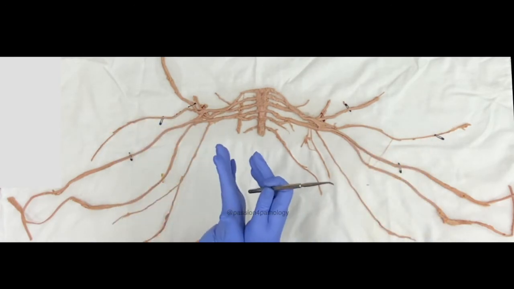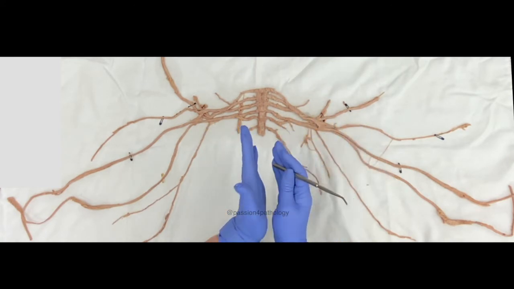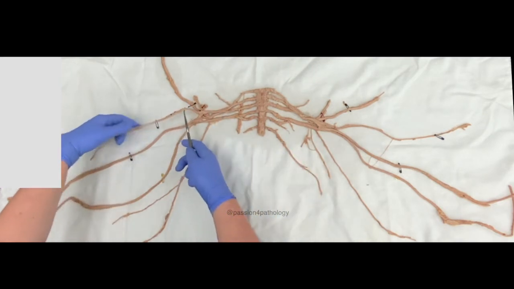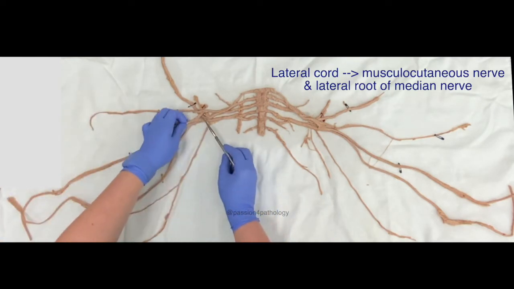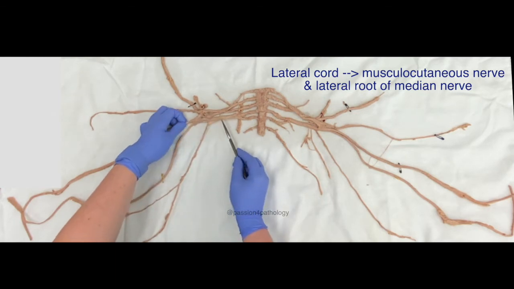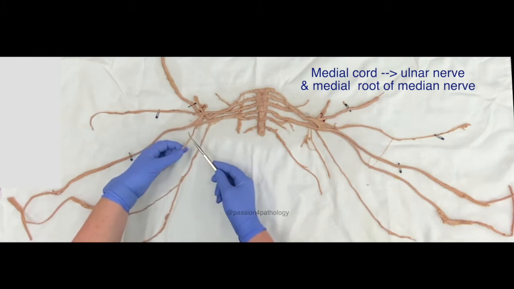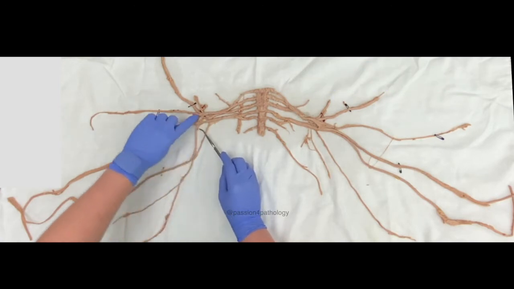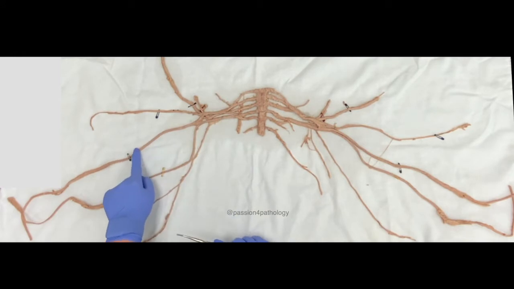Then each cord is going to divide into essentially 2 terminal branches. With that, let's start with our lateral cord here. This is our lateral cord. It's going to split into 2 things. It's going to split into your musculocutaneous nerve and the lateral root of the median nerve here, okay? Your medial cord is also going to split into 2 things. It's going to split into your ulnar nerve and the medial root of the median nerve. Then the lateral and the medial roots of the median nerve come together to form your actual median nerve, okay?